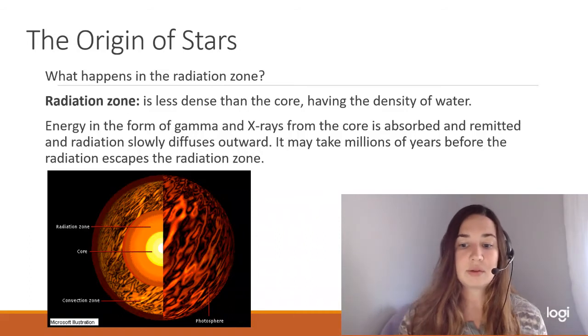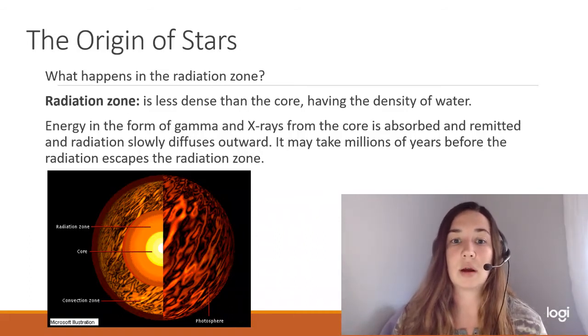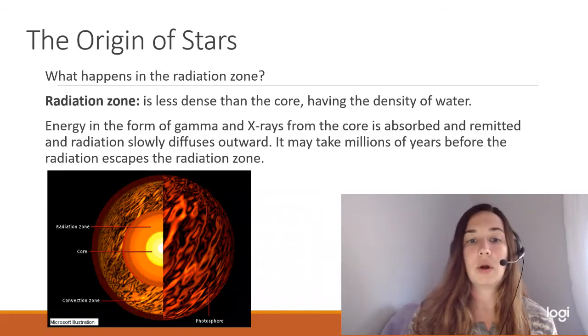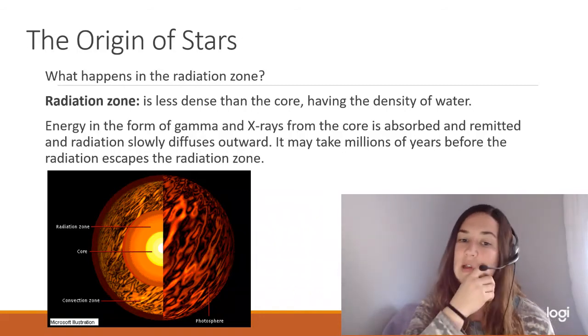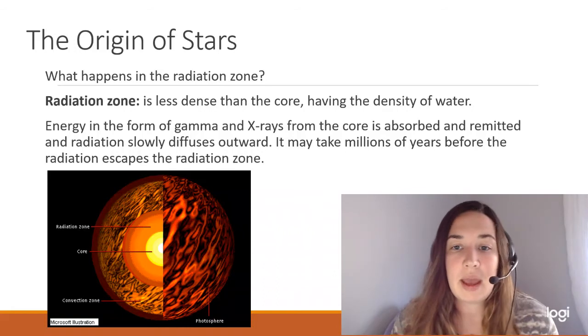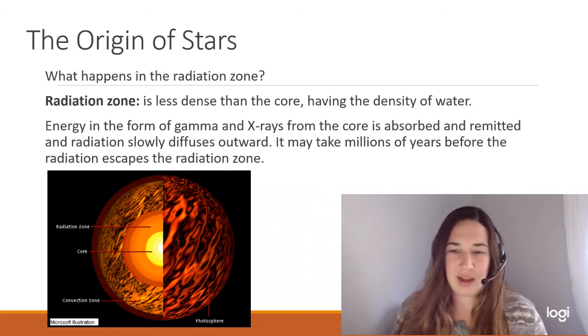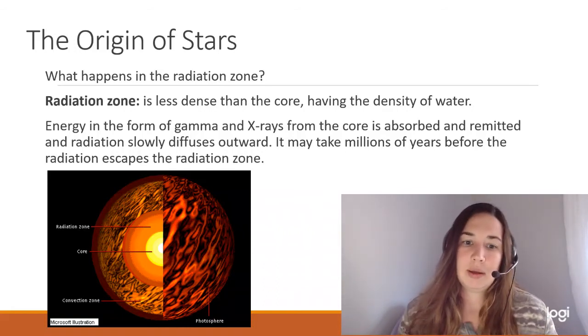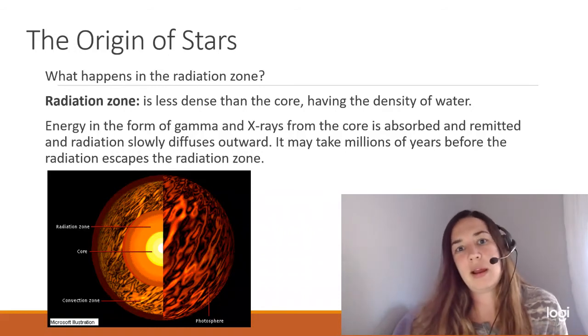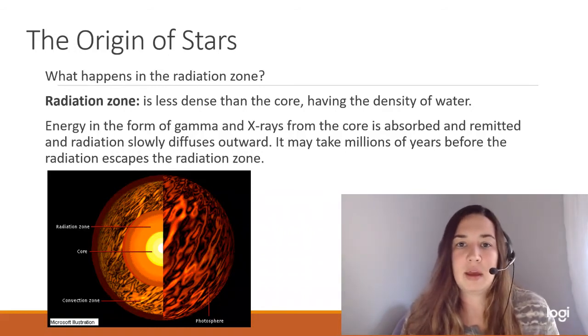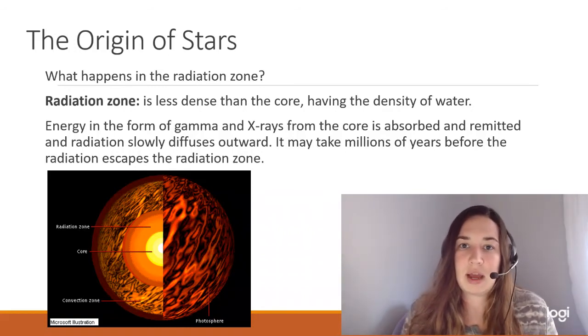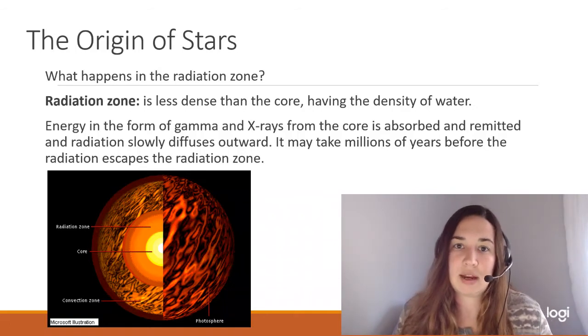So the next zone here is our radiation zone. So what's happening in the radiation zone? Well, this is a little bit less dense than our core. It has approximately the density of water. So just imagine the core being a type of plasma, and then basically like a water type fluid right on the outside in that radiation zone outside of that core.